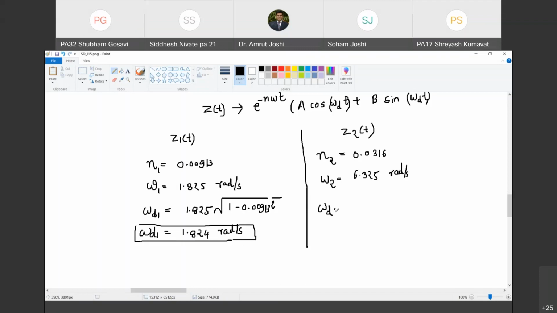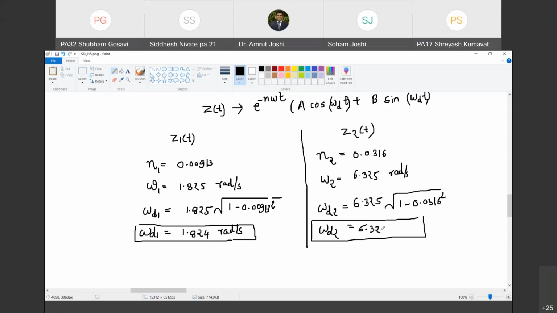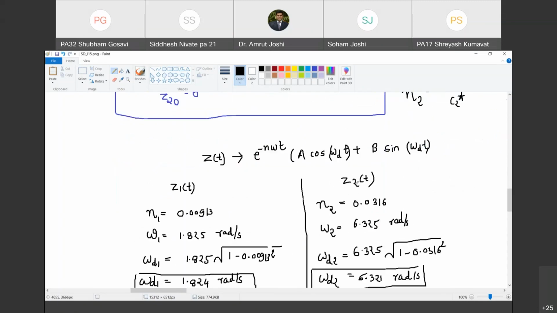Now what is the value of omega d2? It is 6.325 square root of 1 minus eta square, 0.0316 square. Yeah, tell me. 6.321 radian per second. So, are we equipped with everything that is required here? Yes, but let us first apply the boundary condition.